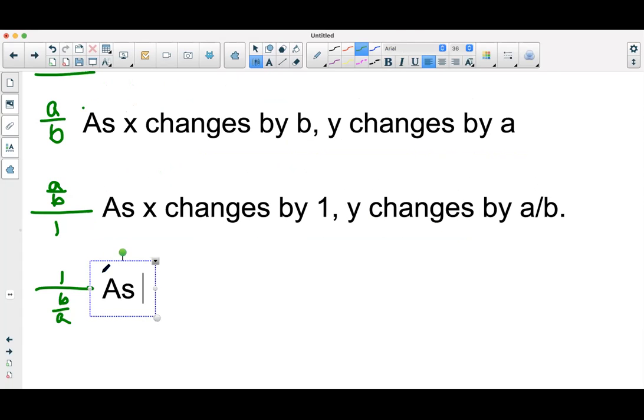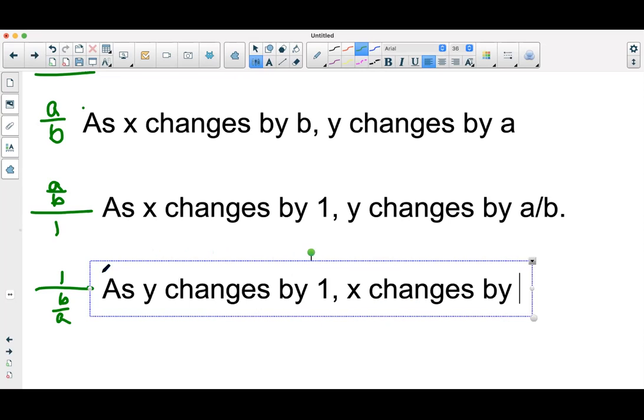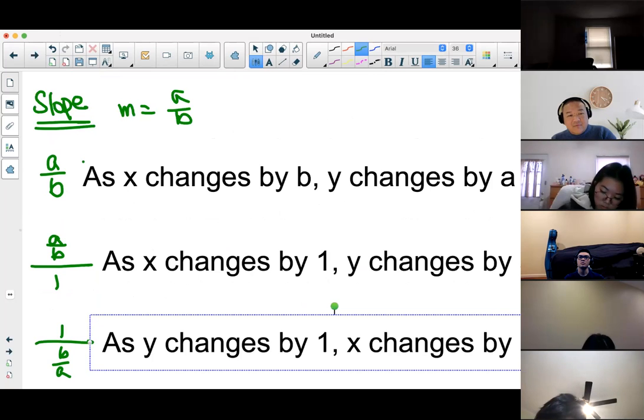How about the third one? As y changes by 1 unit, x changes by what? Not a over b, but b over a, the reciprocal. Is that clear, guys? So that's the interpretation that I need you guys to have. Now, as you guys copy this one down, I'm gonna give you one question that deals with this, because this is one of the popular testing style questions in dealing with slopes.